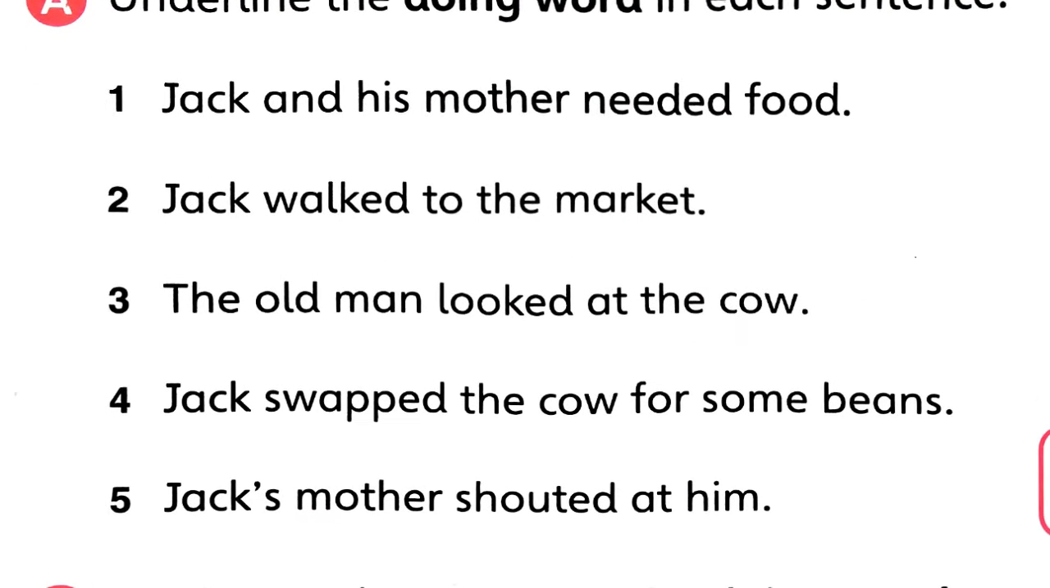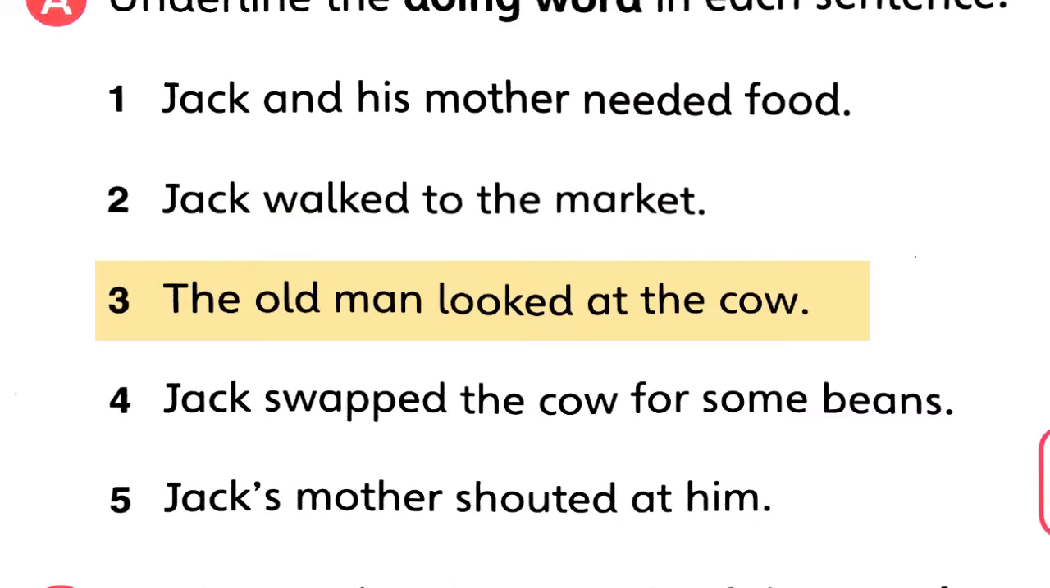Right, so let's see. The first one, Jack and his mother needed food. So what is the doing word here? The word needed, no? Needed. So we will underline the word needed. Then the second one, Jack walked to the market. So what is the doing word or the verb here? It's the word walked, no? We see that it's an action. So we'll underline the word walked.